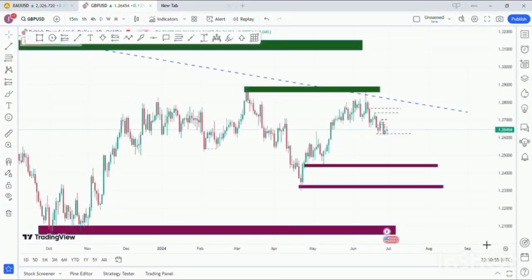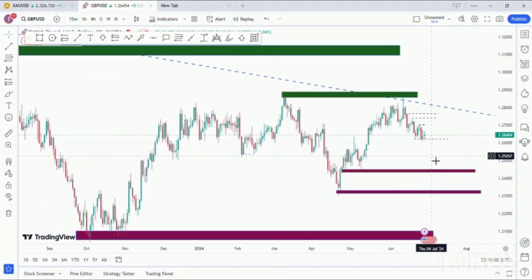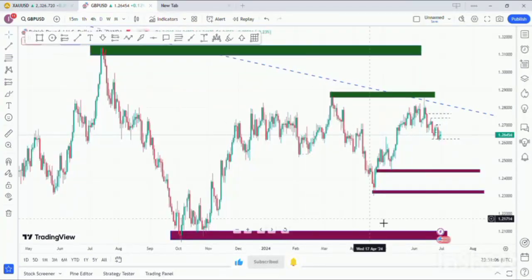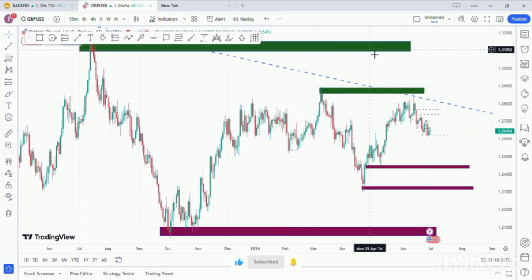So right here on my screen is GBPUSD on the daily time frame. As you can see here, there are some marked out zones that are very vital on the daily time frame, of which we will be analyzing for this week. I have two resistance zones right here that are very key for the daily time frame. This is one of them, and this is also another very key resistance zone, of which we will be looking at very clearly.